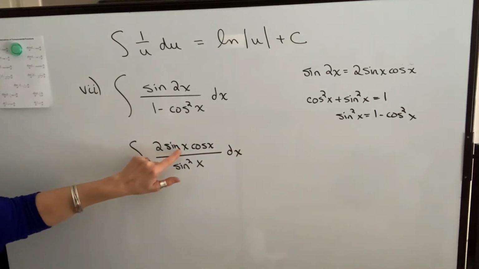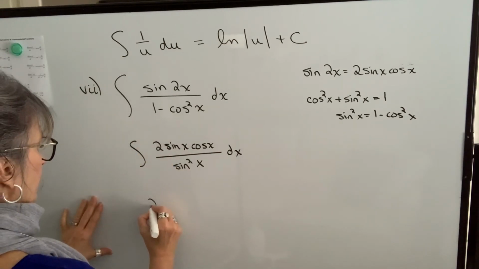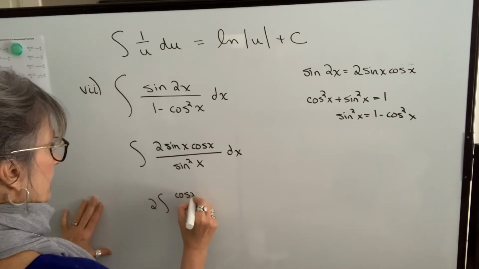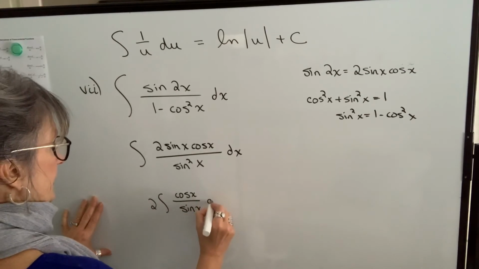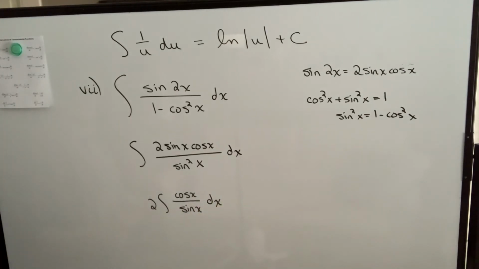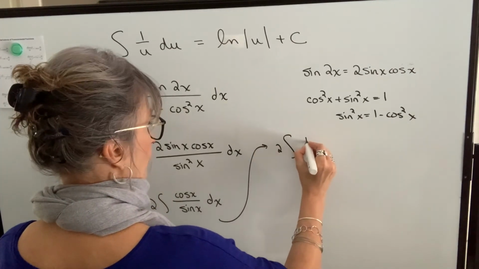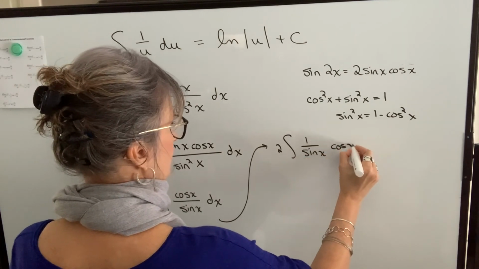Then what we're going to do is cancel a factor of sine x in the numerator and the denominator, and we can pull the 2 out front as well. So we're going to get 2 times the integral of cos x over sine x dx. Then what we're going to do is separate this so that we have 2 times the integral of 1 over sine x times cos x dx.